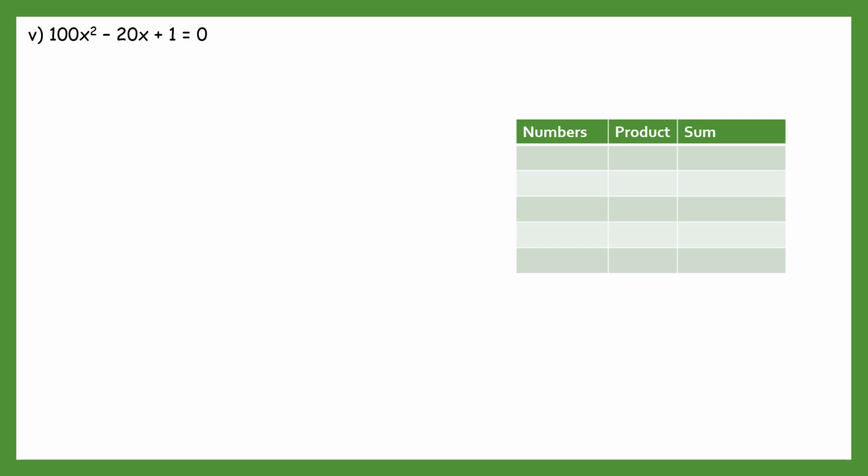100x square minus 20x plus 1. You should split the middle term. So what should you do? Coefficient of x square is what? 100. Into constant is what? 1. 100 into 1 is 100. This 100 should be split into two numbers, n1 and n2. Their product n1 into n2 should be what? This 100. And their sum n1 plus n2 should be what? What is the coefficient of x here? Minus 20. So n1 plus n2 should be minus 20.